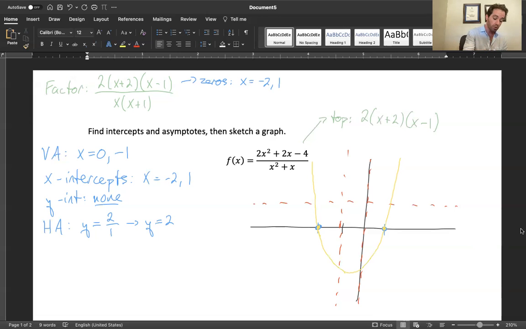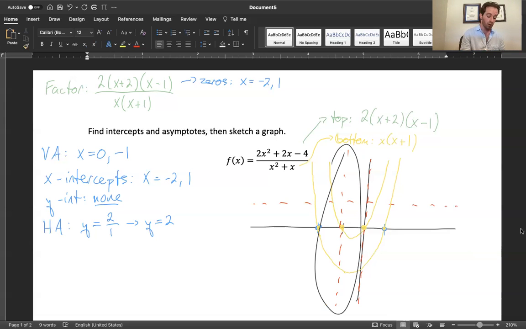The bottom is x times x plus 1. That will have its zeros at -1 and 0. So -1, 0. And this also is not inverted. So it's going to look like that. The reason I want to ask questions like this is that it tells us how the function behaves around the asymptotes. Let's take this one, that asymptote right there.